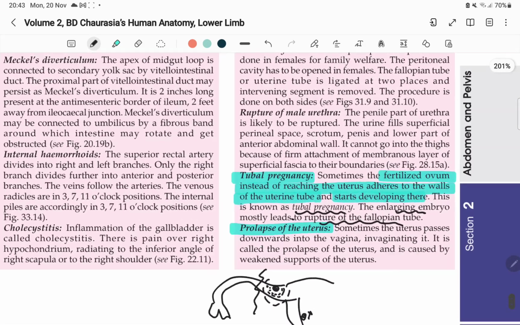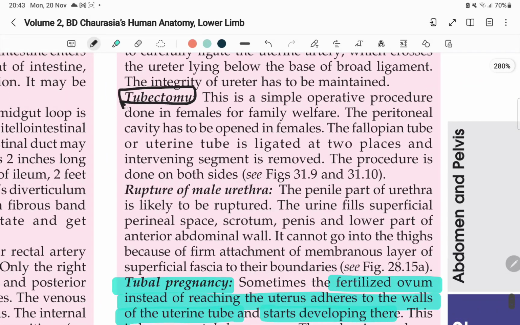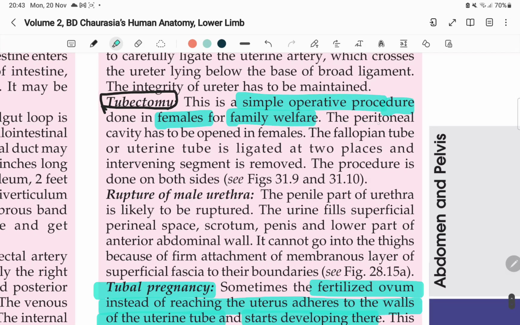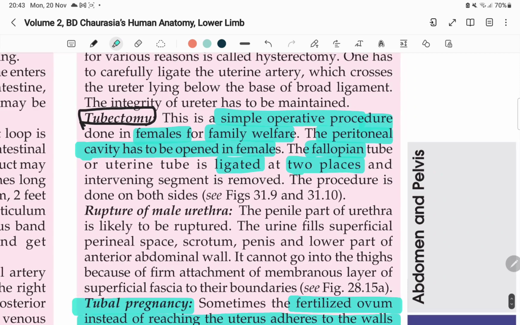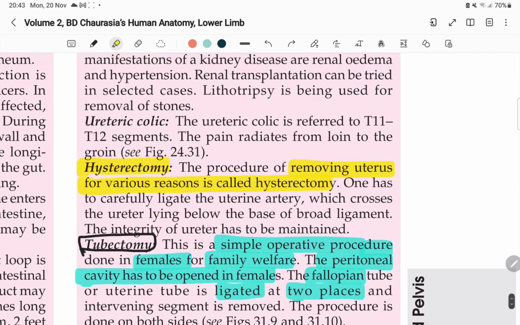What is tubectomy? As we have vasectomy in males, we have tubectomy in females. It's a simple operative procedure for females for family welfare. The peritoneal cavity has to be opened, and the fallopian tube is ligated at two places and the segment is removed. This may be cauterized or burnt. Hysterectomy is the removal of the uterus for various reasons, and the integrity of the ureter has to be maintained so as to prevent any damage to the ureter.